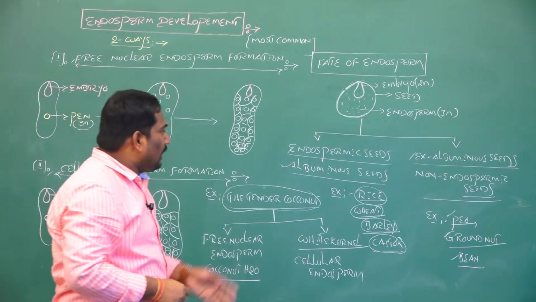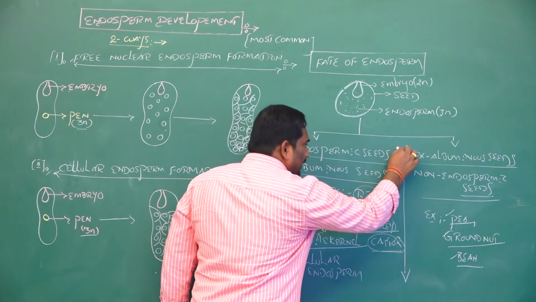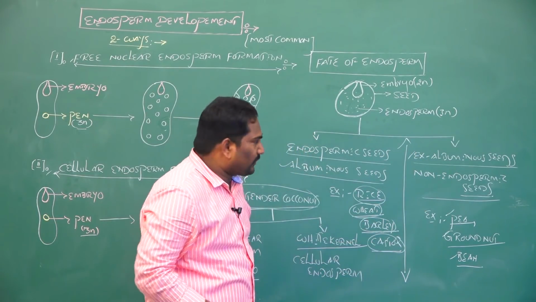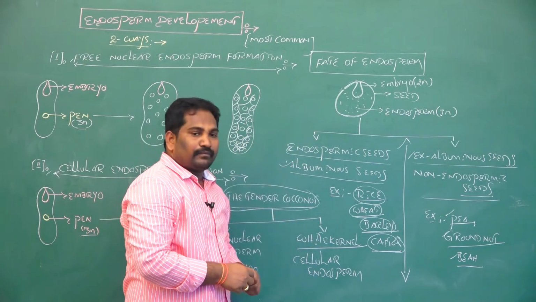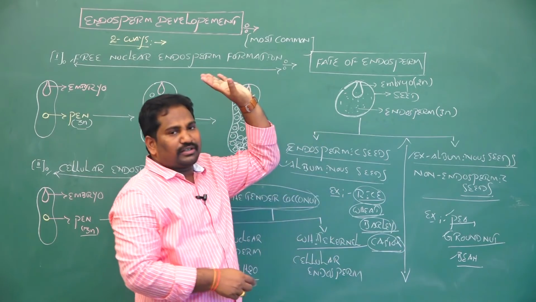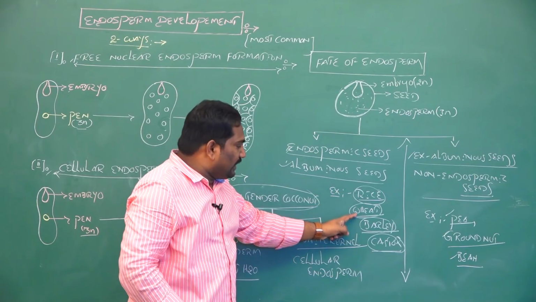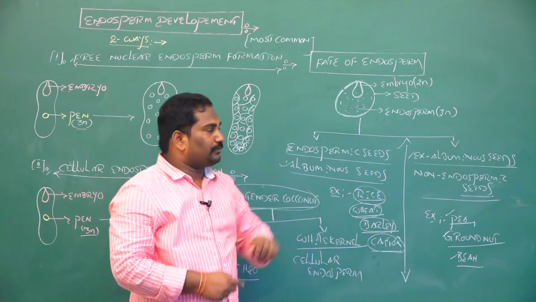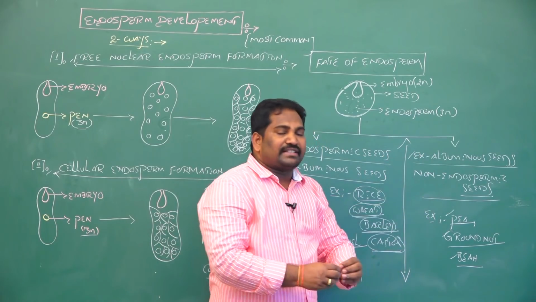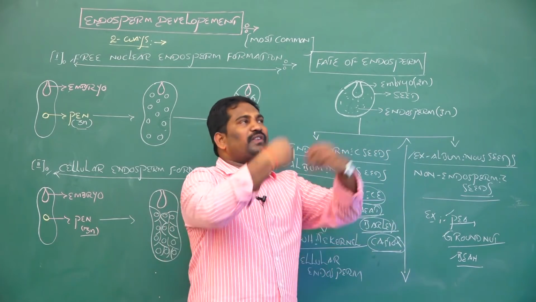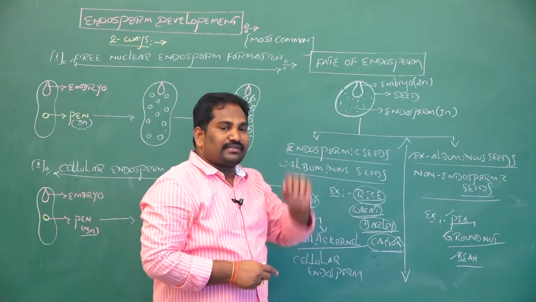Once again, I repeat the differences between endospermic seeds and non-endospermic seeds. Endospermic seeds are also called albuminous seeds. Example, all monocotyledon seeds: rice, wheat, barley and castor. Ex-albuminous seeds are also called non-endospermic seeds. Example, all Fabaceae family member seeds: bean, peas and groundnuts.